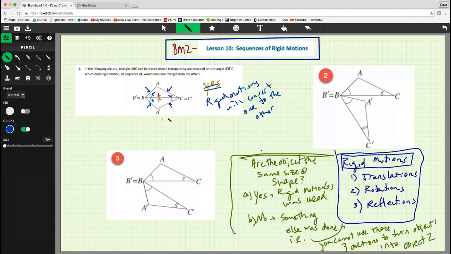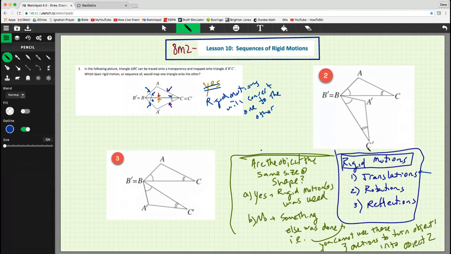So let's just think about this. We need to decide what we know, that a set of rigid motions will transform one triangle into the other in all three cases. So let me give you another hint. Translations are kind of easy to see. That means, can I just slide something from one place to the other, and will it map?